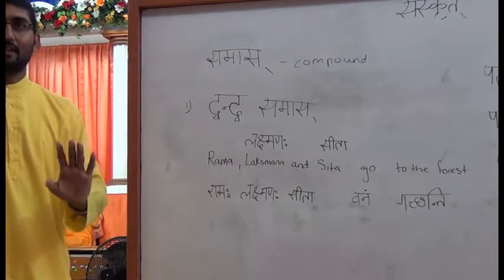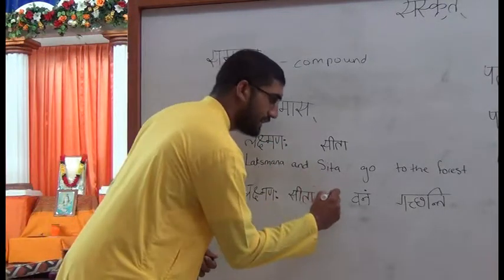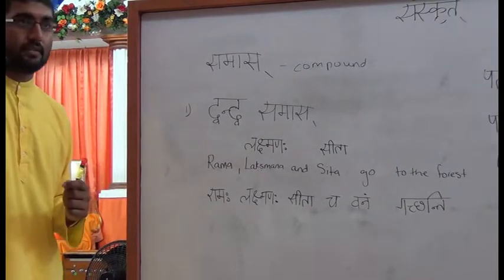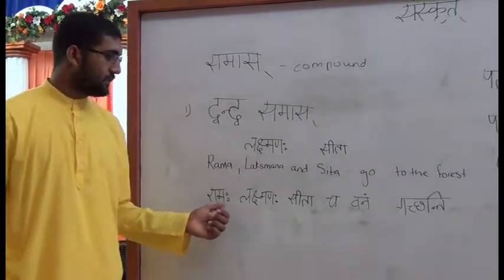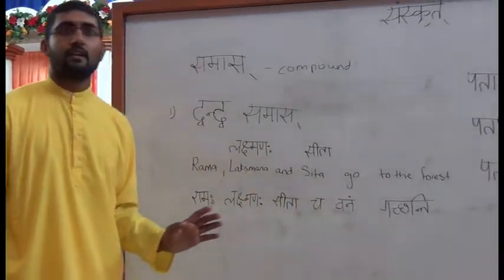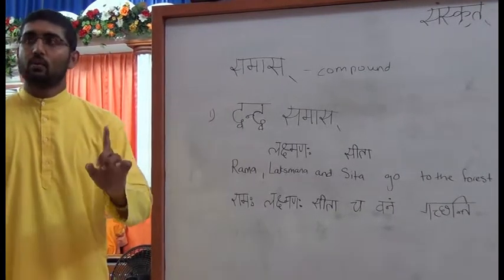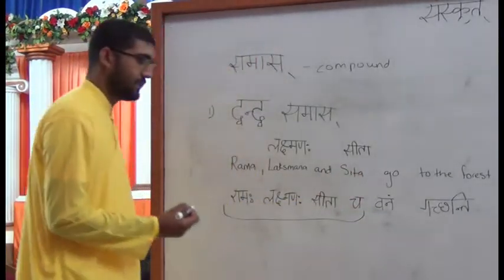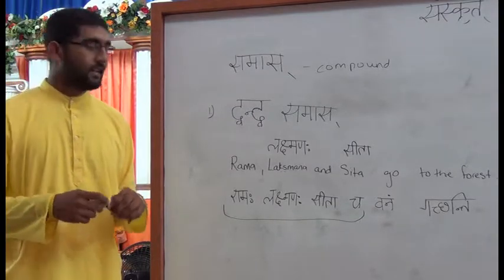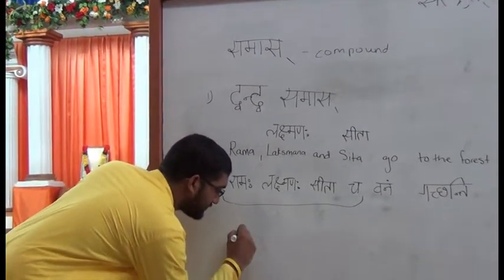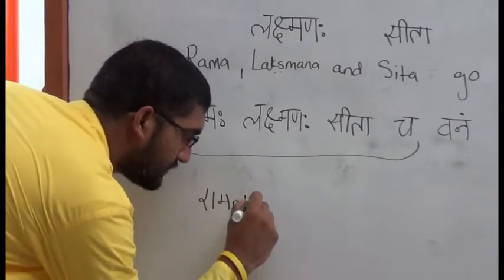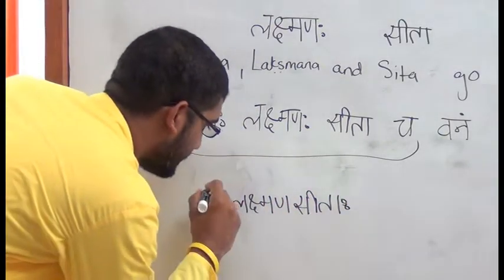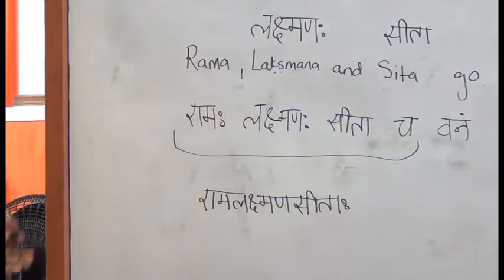The wonderful thing about Sanskrit is any letter could go any way. Because of the termination, because of the cases, we know exactly what means what. So, Ram, Lakshman, Sita, cha, vanam gachanti. Ram, Lakshman and Sita, they go to the forest. Dvandva samas now takes this whole thing and makes it into Ram, Lakshmana, Sitaha.